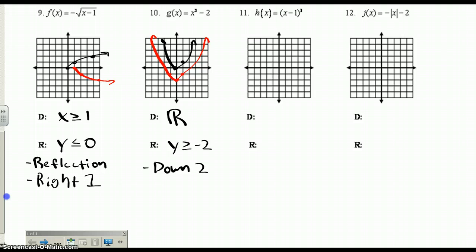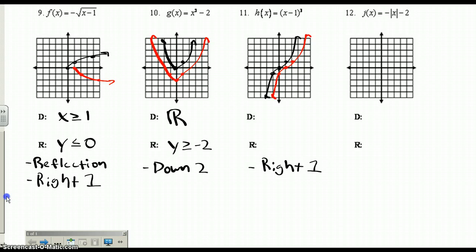Okay, the next one, this is a cubic again. That 1 is on the inside of that cubic. So that means it's going to be opposite, right? So if it's negative 1, that means we're moving right 1. Okay, so I'm going to draw my original. And now I'm going to take each point and move it to the right 1. To the right 1, to the right 1, to the right 1. And now I have my new graph.